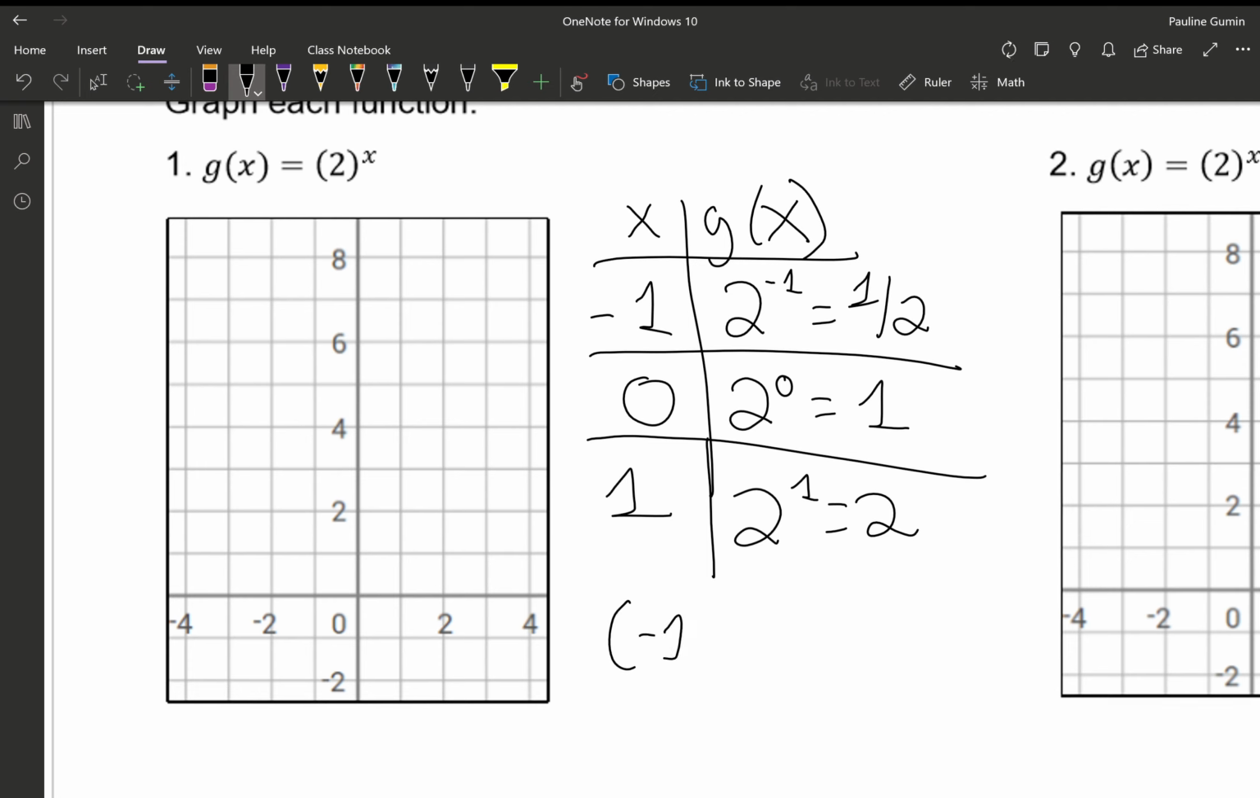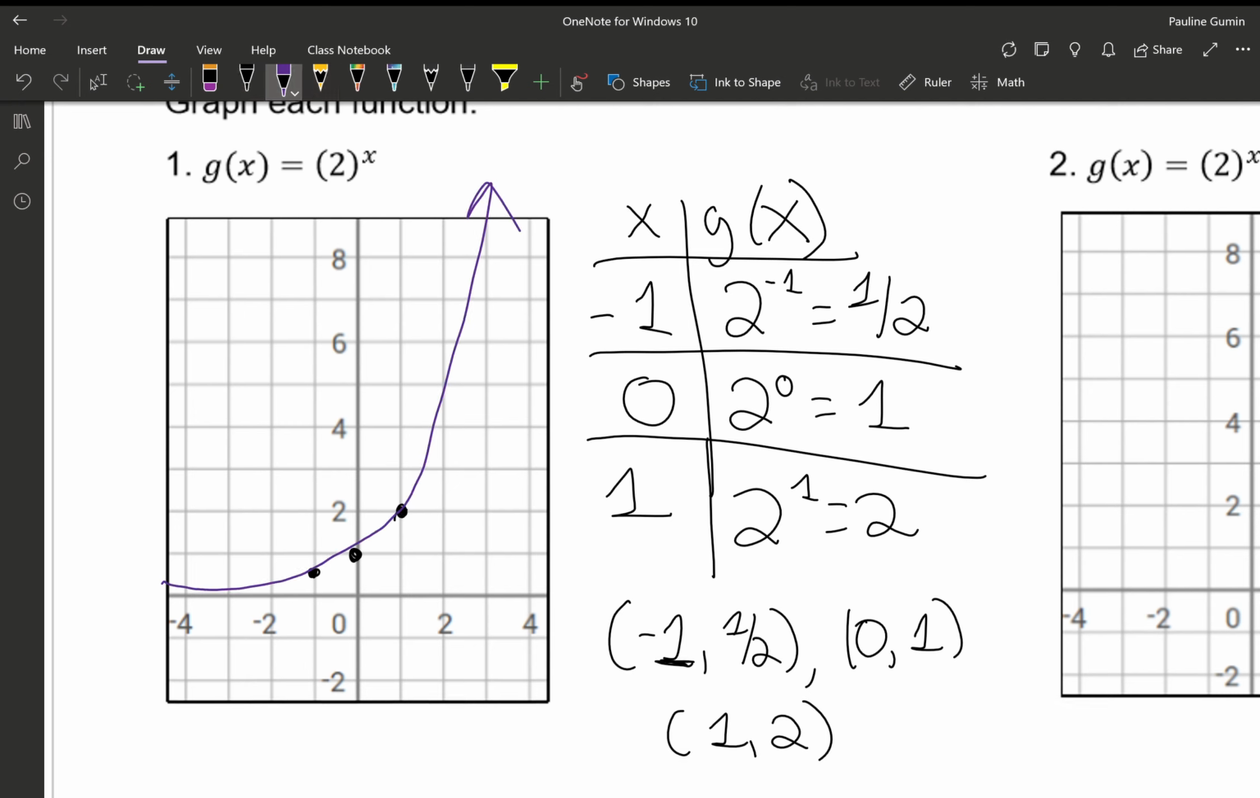Now I like to rewrite my table as points. It just makes it easier for my brain to process it. I also just highly recommend it for my students. Okay, let's graph this. -1, 1/2 is the point right here. 0, 1 is right there. And 1, 2 is right there. I'm going to connect it with a shape that I call a swoop. And this is our basic exponential function.